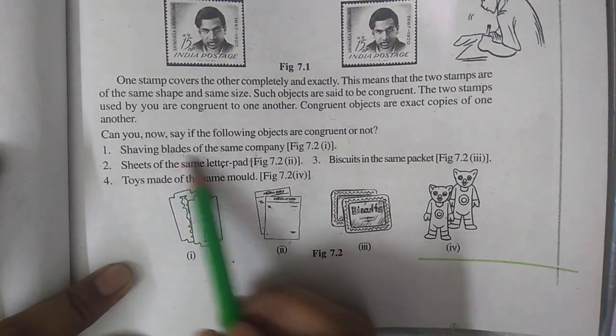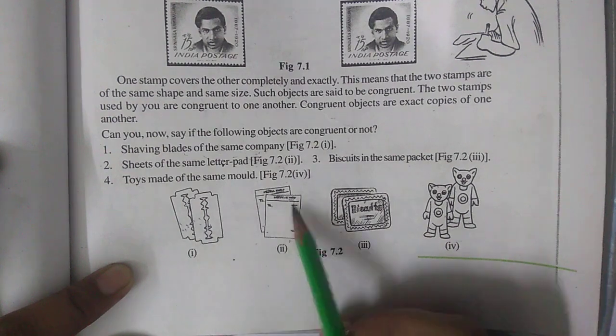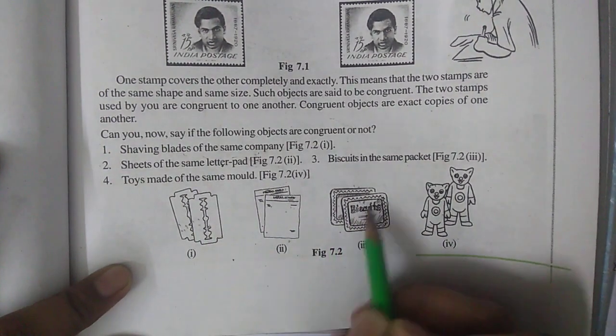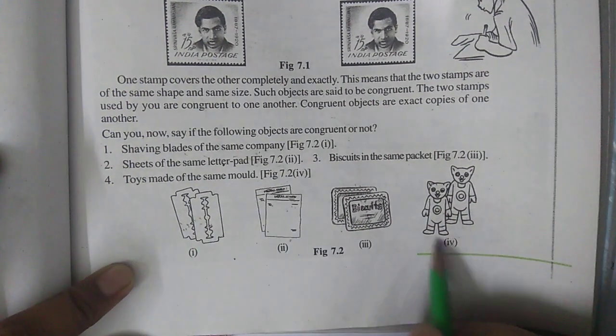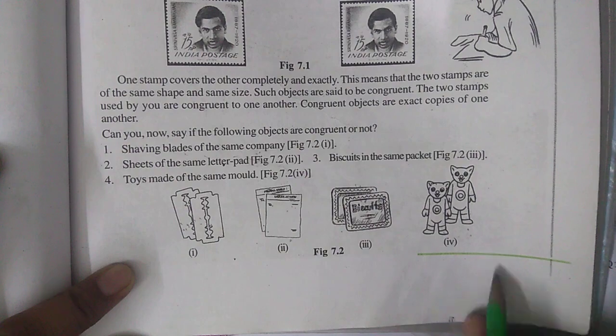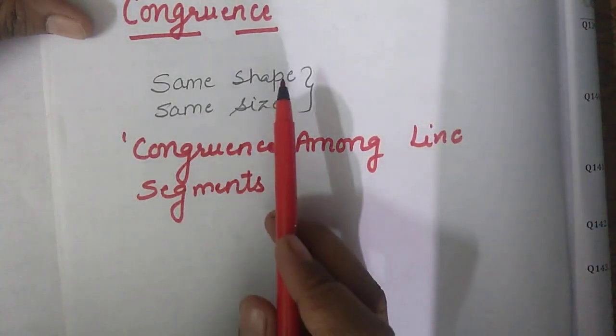These two are shaving blades of same company. They are of same shape and size, so they are congruent. Then biscuits in the same packet are also congruent. And toys that are made up of same mold are also congruent. So we have learned the meaning of congruence.